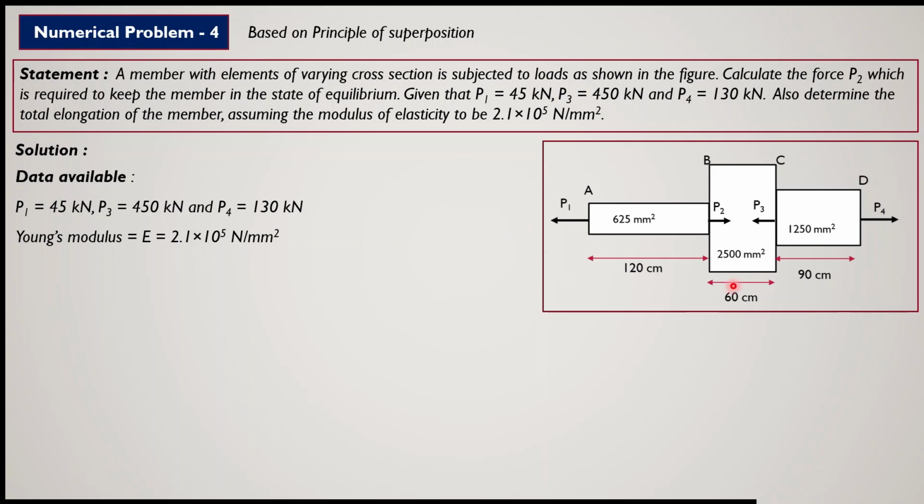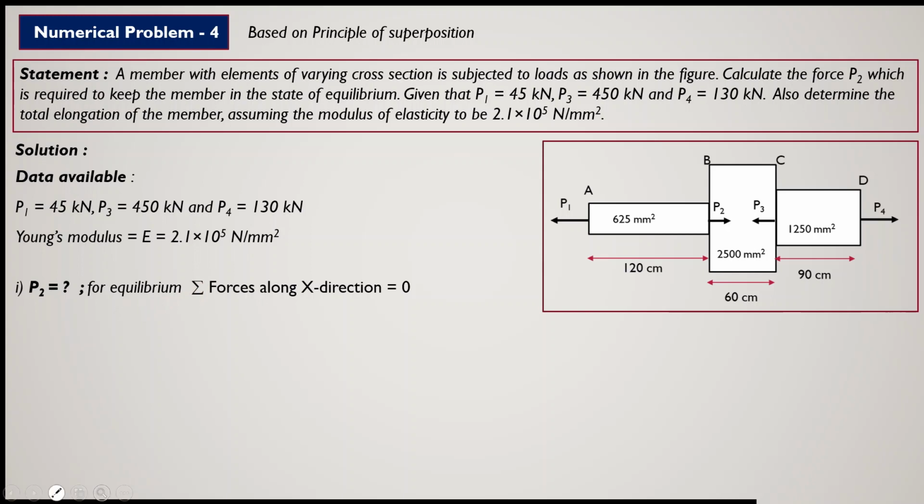It is given to us, and the P1 force is acting here, P4 force is acting at the end, P2 is acting at this junction, P3 is acting at this junction. So ABCD is a member and four forces are acting. P1 is given, P3 is 450, P4 is 130 kilonewton. Young's modulus of elasticity is given as 2.1 into 10 raised to power 5 Newton per millimeter square. What was not visible, basically, is P2, which we have to calculate.